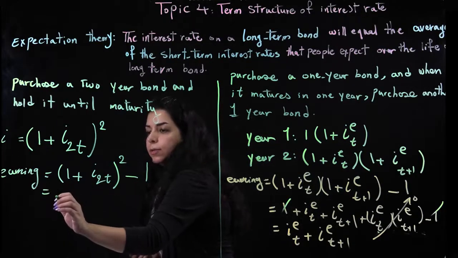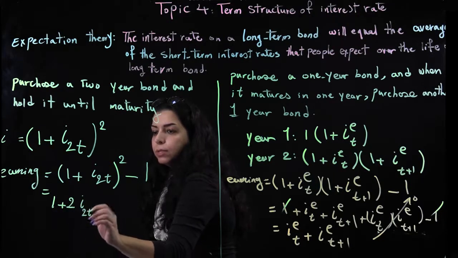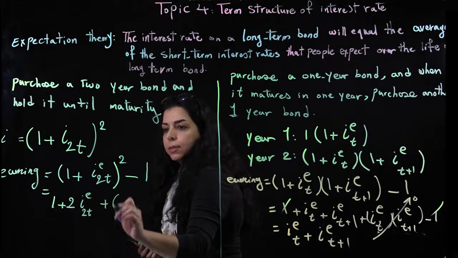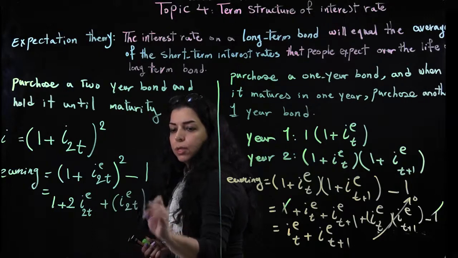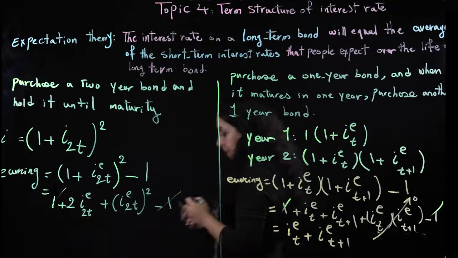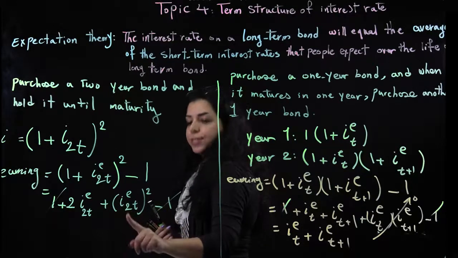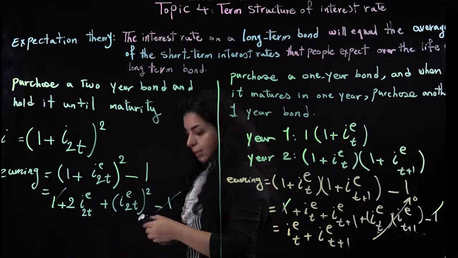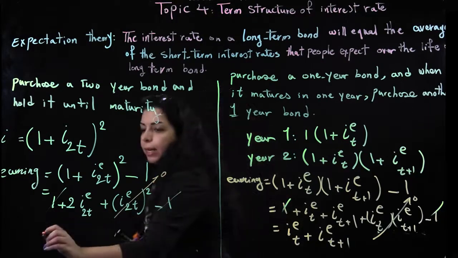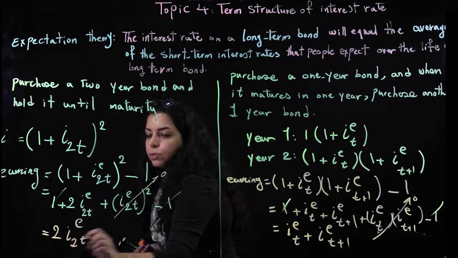So I open the bracket. Once you open the bracket, it is 1 plus 2 i_2t, we can put the expected here as well, plus (i_2t)^2, minus 1. Again, these two 1s cancel out each other. Again, the square of the interest rate is a very small number, since the interest rate itself is very small. Once it is squared, it is another small number, so we can skip it, and the remaining is 2 times the expected interest rate for the 2-year bond.